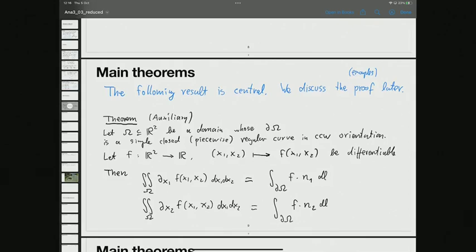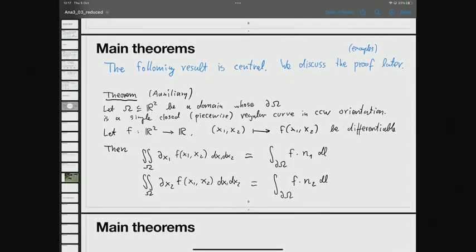So today we will continue the discussion of the Green theorem and the divergence theorem that we initiated last time. Last time we stopped with the following auxiliary result. Now it's an auxiliary result, but actually it contains all the mathematical content of what will be the Green theorem and the divergence theorem. It's visible? Yes. Good.